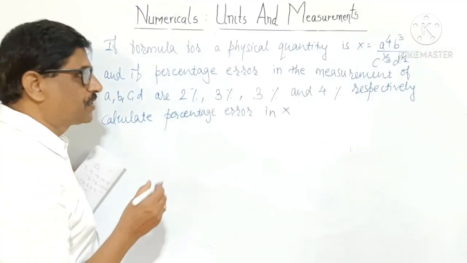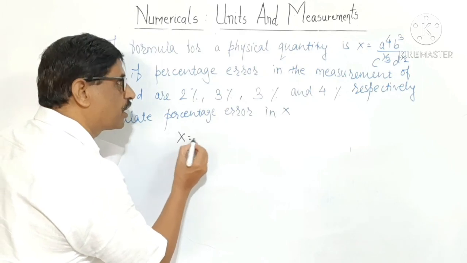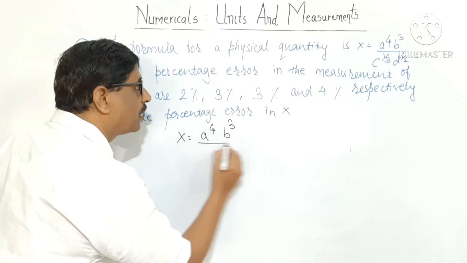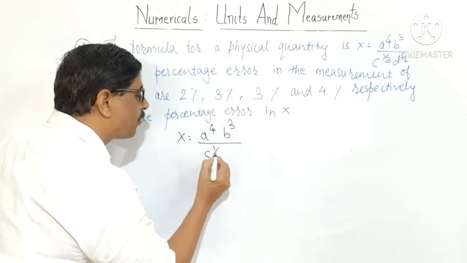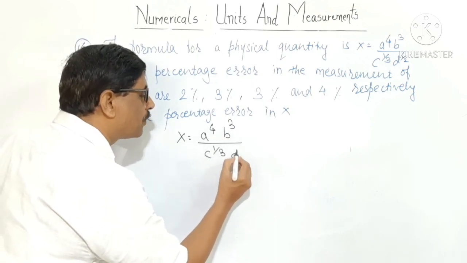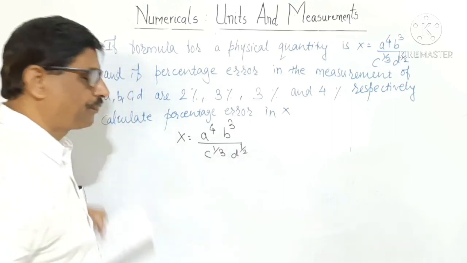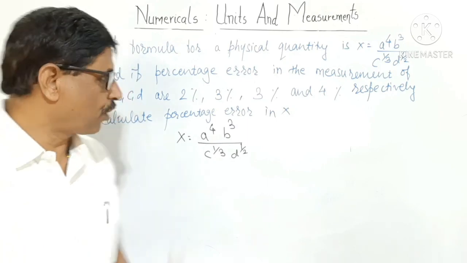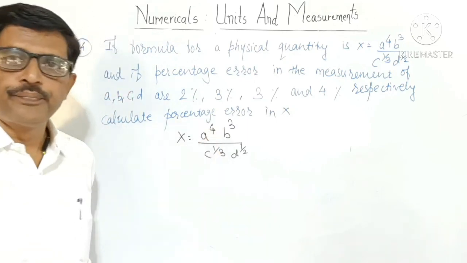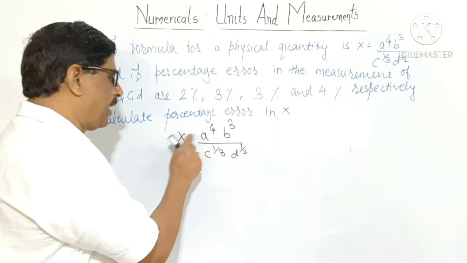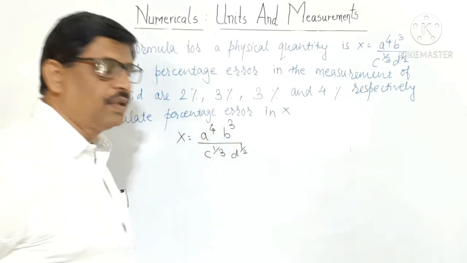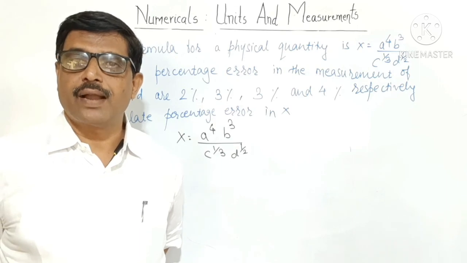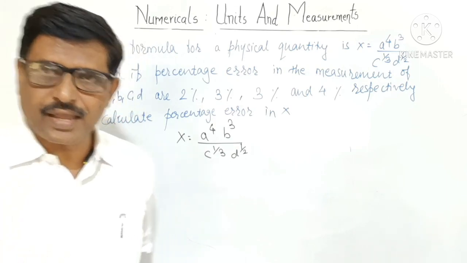The formula for the given physical quantity is X equal to a to the power 4, b to the power 3 divided by c to the power of 1 by 3 and d to the power of 1 by 2. It's an imaginary physical quantity in which the formula for X is given to you, and the percentage errors in A, B, C and D are given. We have to determine how much will be the percentage error in the measurement of X. The job is again very simple.